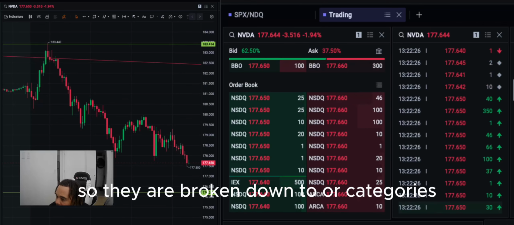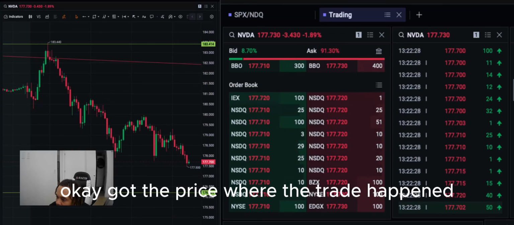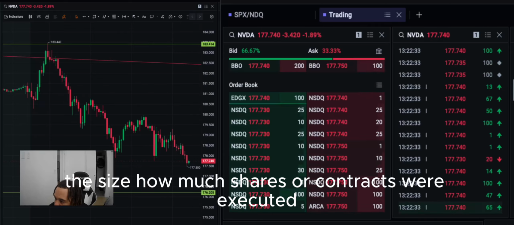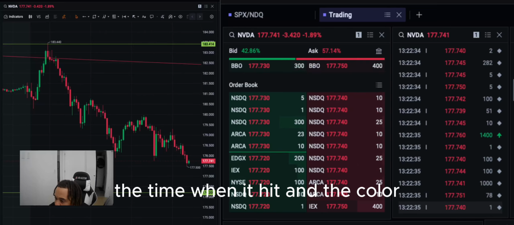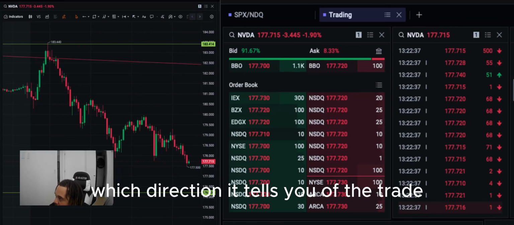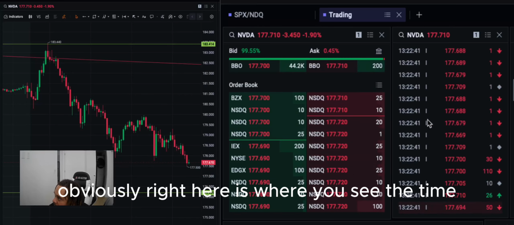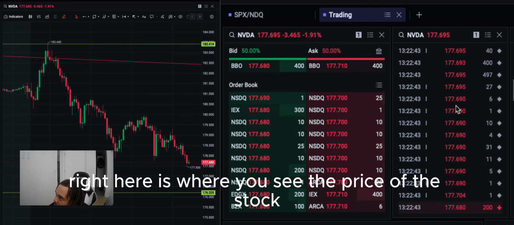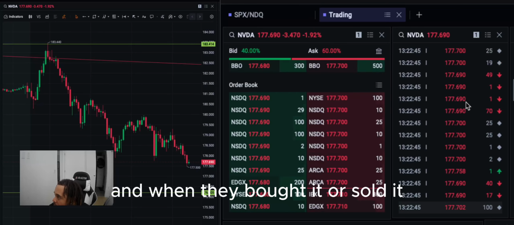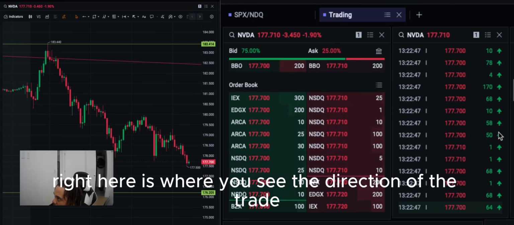So they are broken down into 4 categories. You got the price, where the trade happened, the size, how many shares or contracts were executed, the time when it hit, and the color, which tells you the direction of the trade. And how you would find that: right here is where you see the time, right here is where you see the price of the stock and when they bought it or sold it, and right here is where you see the direction of the trade, right?